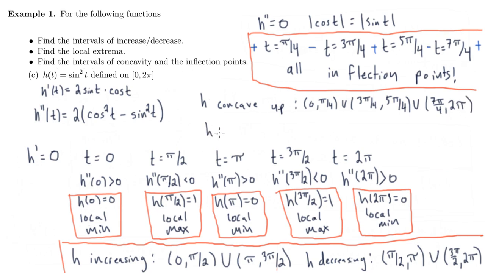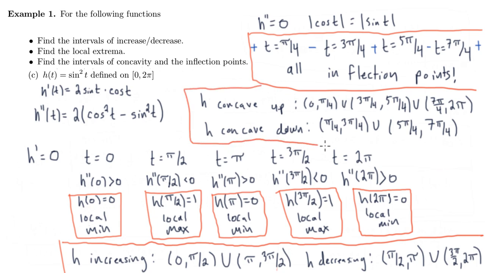And then H will be concave down here and here. So between pi over 4 and 3 pi over 4. And then between 5 pi over 4 and 7 pi over 4. And then we are done. So that's how it goes.